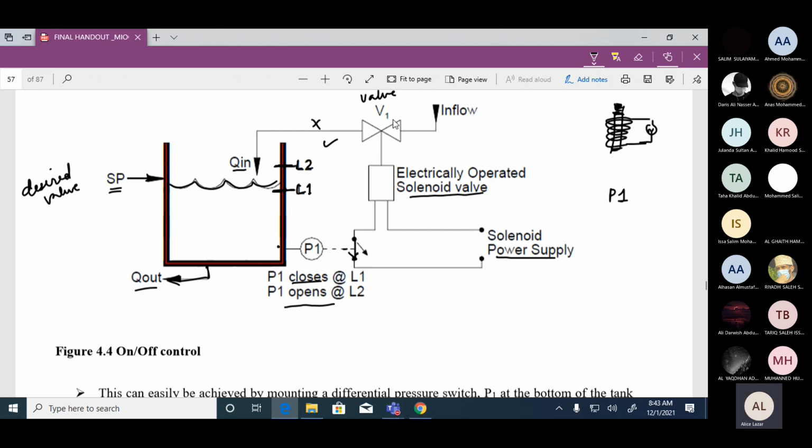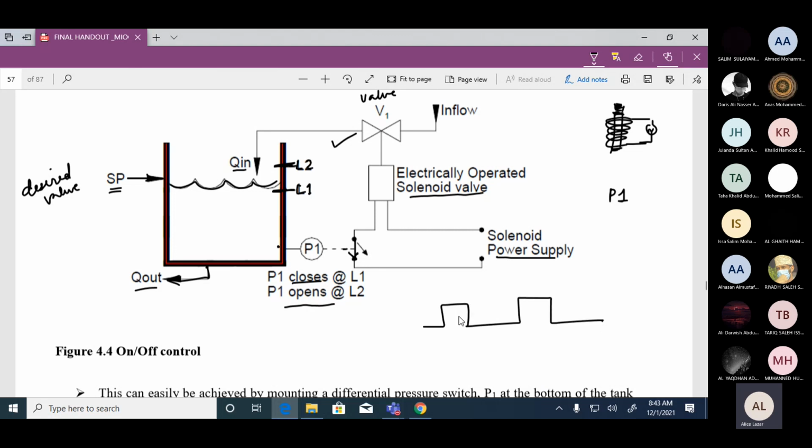When it closes, the power will go on, the solenoid will be energized, and the valve will allow the water to flow. Again, what will happen? As the water level increases, water will enter the tank, the level will start to rise, again it will reach L2, and again the switch will open. So this process is going to go on continuously. We are allowing the water flow to come in sometimes, stopping sometimes, coming in sometimes, stopping sometimes.